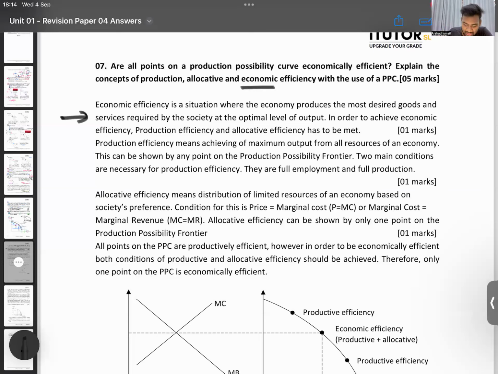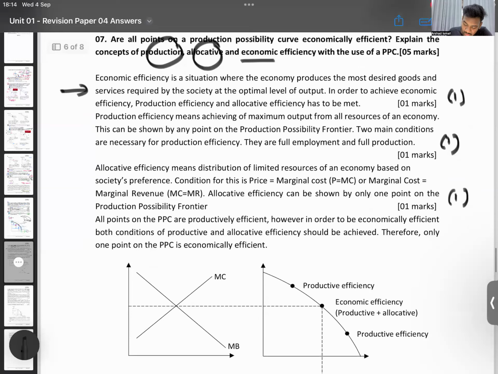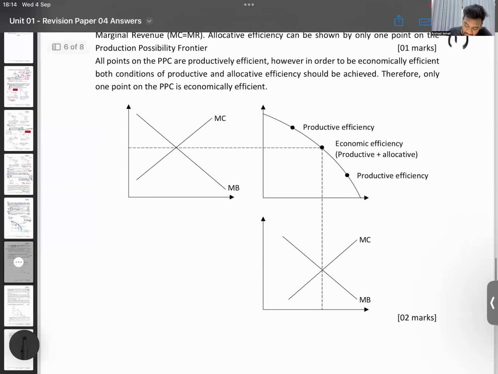So you can write, then say to achieve economic efficiency, there are 2 conditions. That is productive and allocative efficiency. Then go and explain that. So here 1 mark for economic efficiency, 1 mark for productive efficiency, 1 mark for allocative efficiency. And then 1 mark for the diagram and 1 mark for labeling it. You get 2 marks for a diagram. That's how you get your marks. We discussed it, so I'm not going into detail.